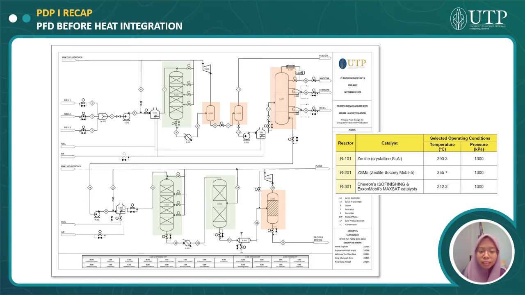So as can be seen here, this is our PFD before heat integration, in which the unit highlighted in green is our reactors, while the unit highlighted in orange is our separator. Our separators are distillation column, high and low pressure separator, and also gas separator, which are installed to recover hydrogen gas and also to recover light gas.